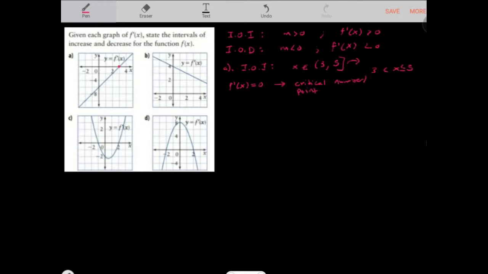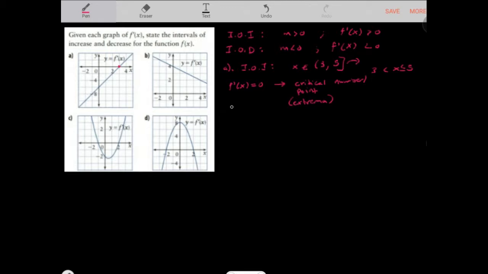What a critical number or critical point is, is basically when it indicates an extrema. So an extrema can be a local maximum, local minimum, or an absolute max, absolute minimum. It depends on the scenario. So it could be a maximum or minimum point. But remember, this is the derivative function.